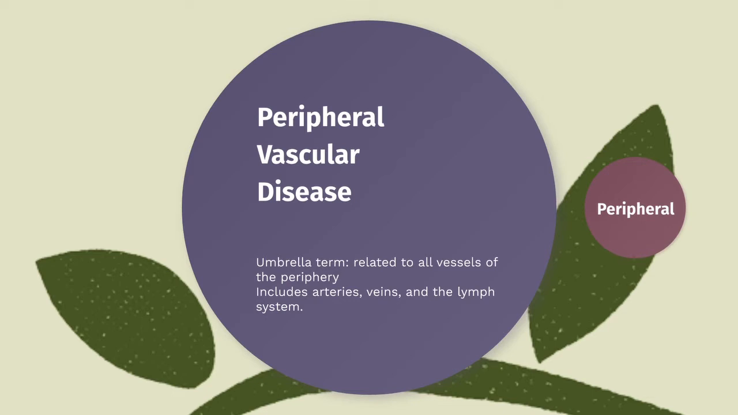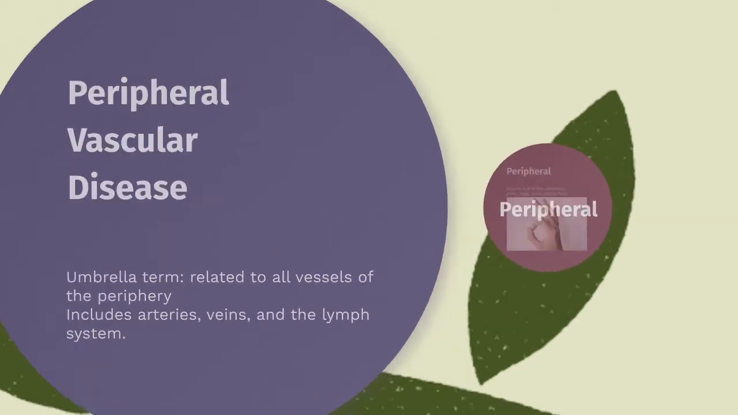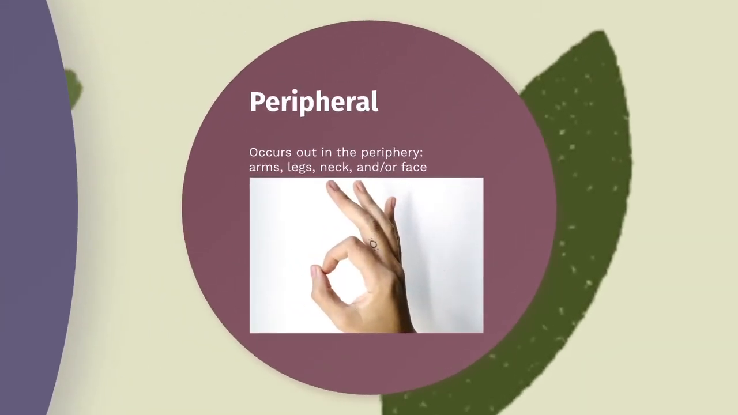And that's really important because sometimes we hear about peripheral artery disease instead of peripheral vascular disease. And really, peripheral artery disease is one of the vascular diseases. And just to be clear, we're talking about the periphery. It's out in the periphery, so arms, legs, neck, and or the face, actually.